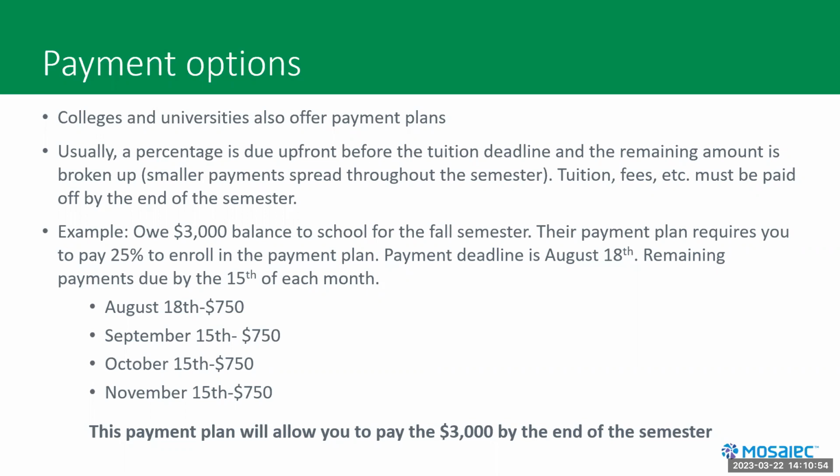Now, we did give an example on here. So if you owed the school a $3,000 balance for the fall semester, their payment plan requires you to pay 25% upfront. And if that payment due date is August 18th, then that means that $750 would be due on August 18th, and then the remaining payments are due the 15th of each month. So you see, it's broken up into 4 payments of $750. So that might be more flexible for your budget or for your family's budget, rather than paying all $3,000 due at August 18th. This allows you to make monthly payments and allows you to pay $3,000 by the end of the semester instead of everything all upfront.